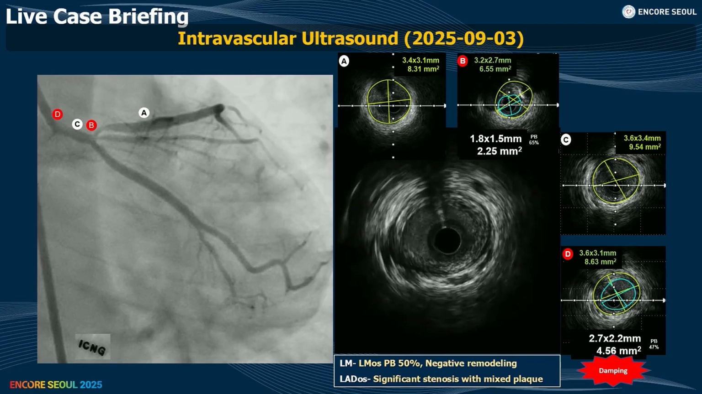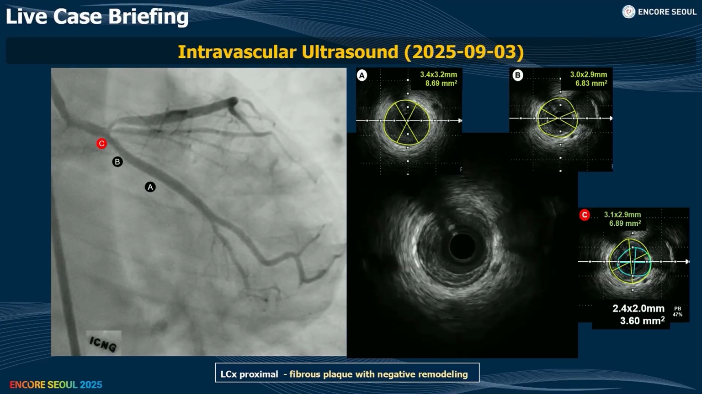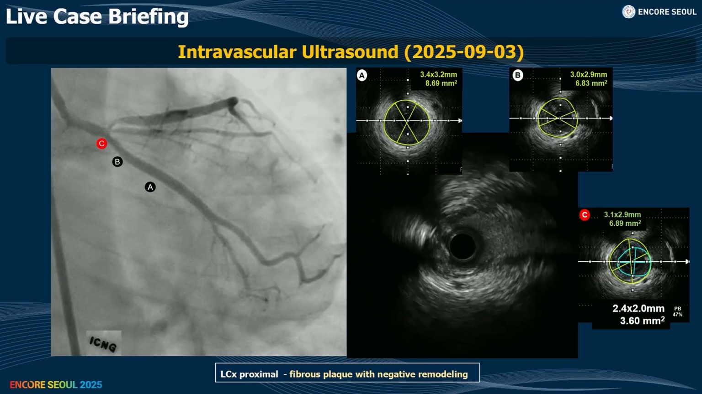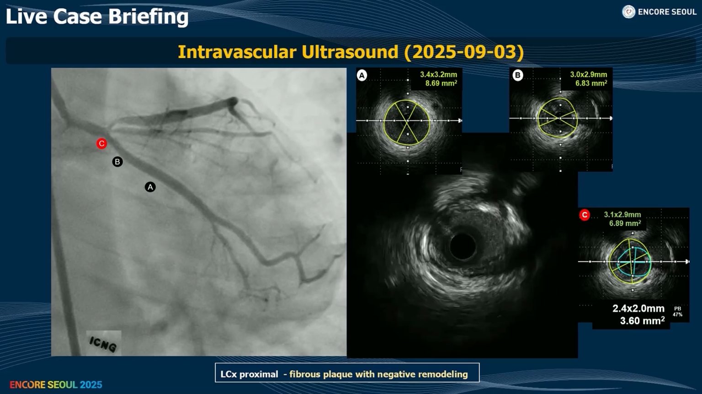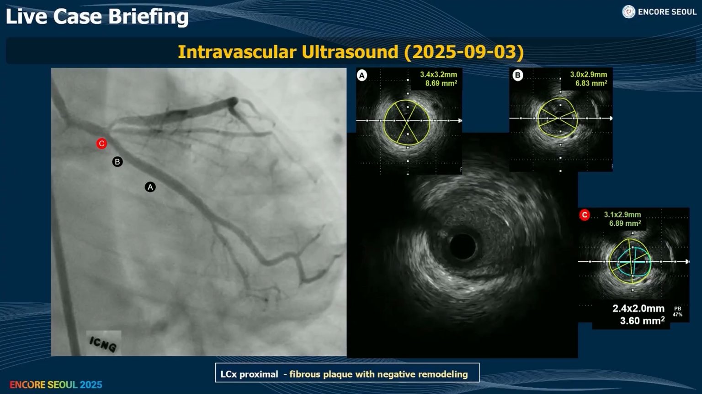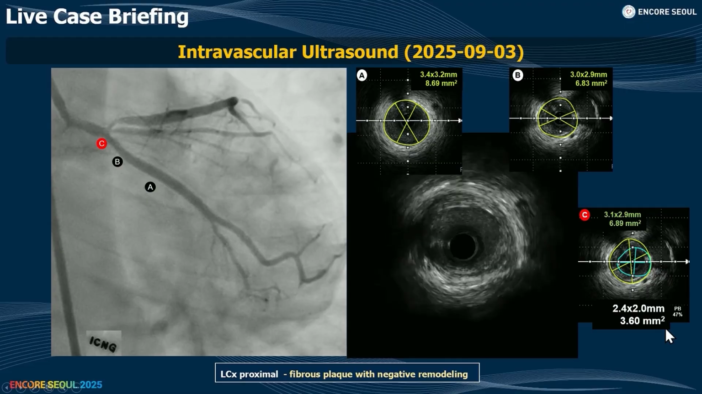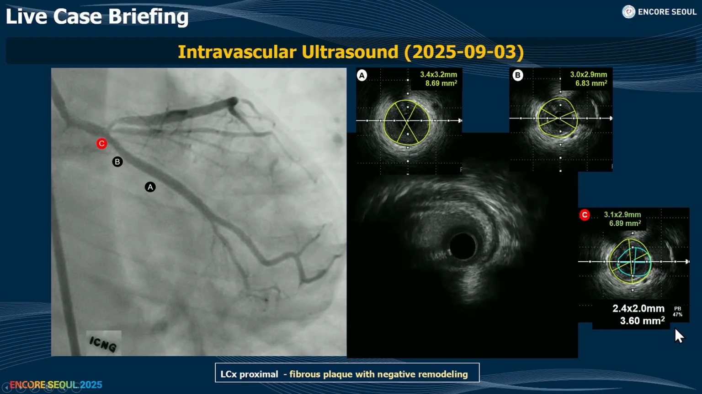Okay, next slide, please. So this slide focuses on the left circumflex. So pullback image. So at location C, left circumflex, the MLA was 3.6 square millimeter with a plaque burden 50%. Okay, next slide, please.